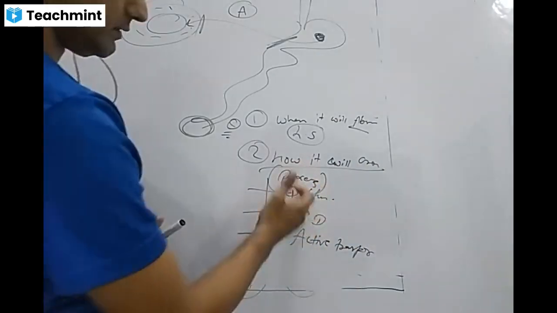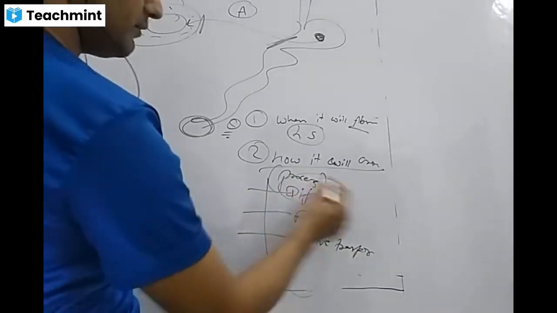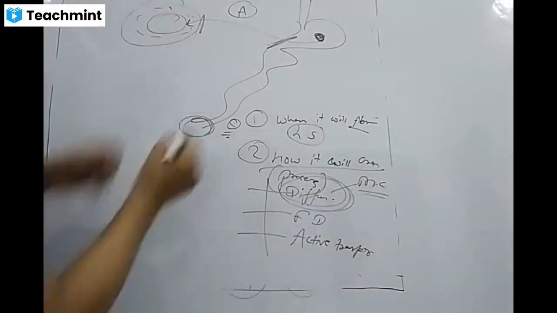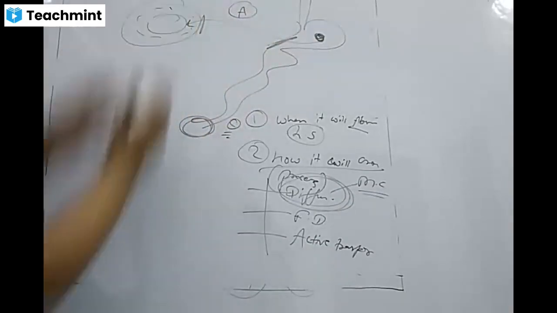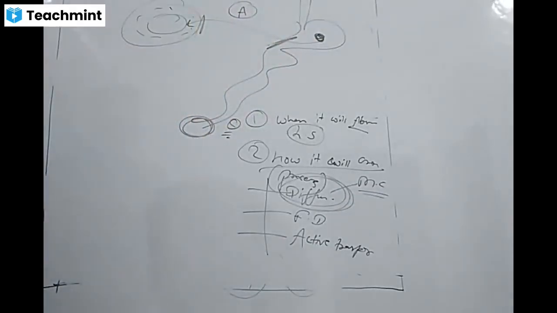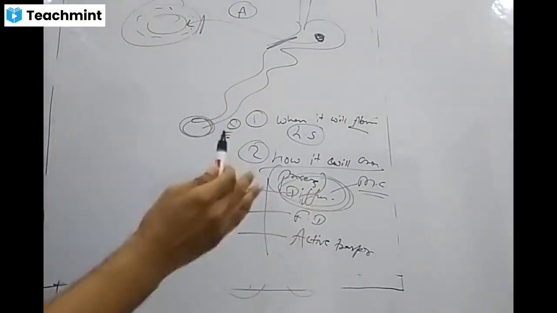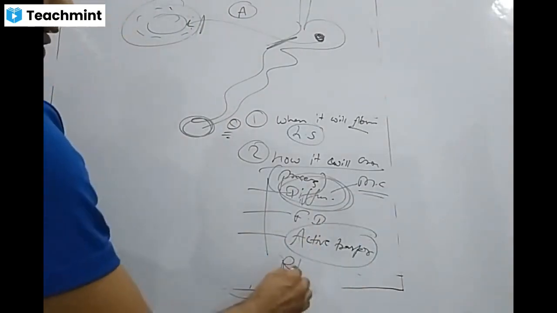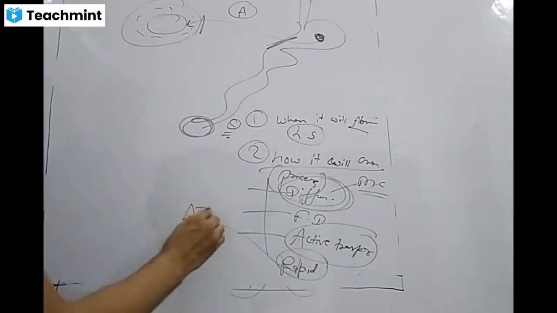Out of these three processes, in many exams they have asked, out of these three, which is most common? Diffusion is the most common method. Diffusion is the most common process where the drug will absorb into the general circulation. And out of these three, which is the most rapid process, that is active transport. This is the rapid one. Why rapid? Because it utilizes energy.